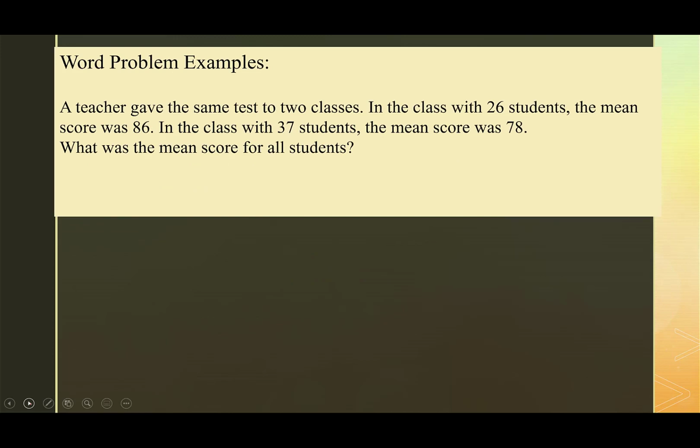Next, this example is finding the mean with just using a word problem. A teacher gave the same test to 2 classes. In the class with 26 students, the mean score was 86. In the class with 37 students, the mean score was 78. What was the mean score for all the students?